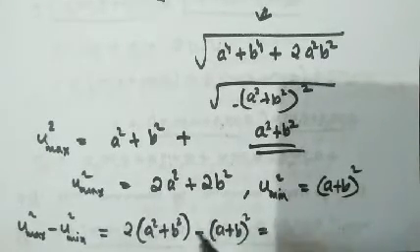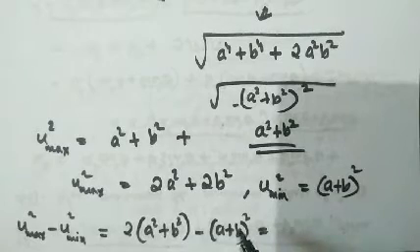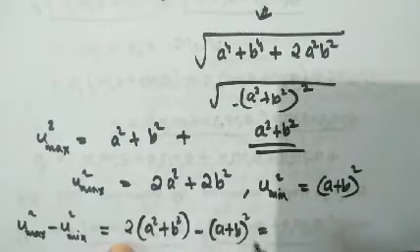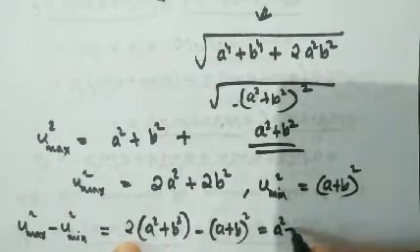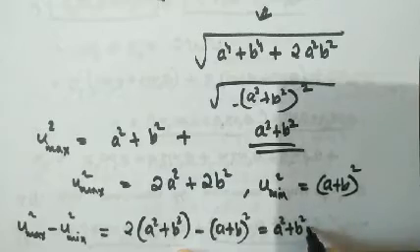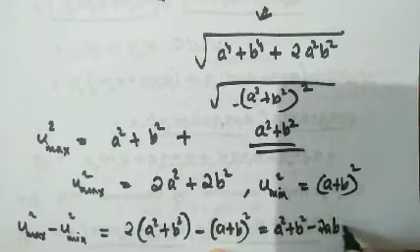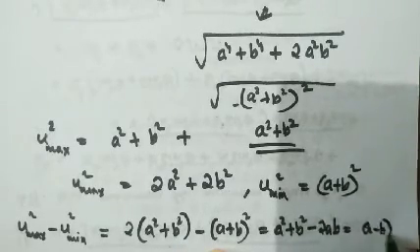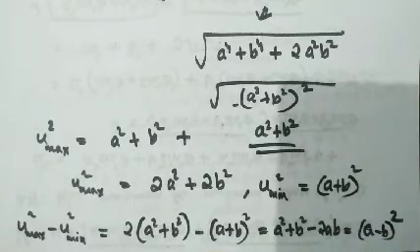What will it be? Just look here, its expansion will come. It will be a square plus b square plus 2ab. From that I am subtracting here. So here one a square term will be there and one b square will be there, and here minus 2ab will be there. That is what? (a minus b) all square. So this is our final answer.